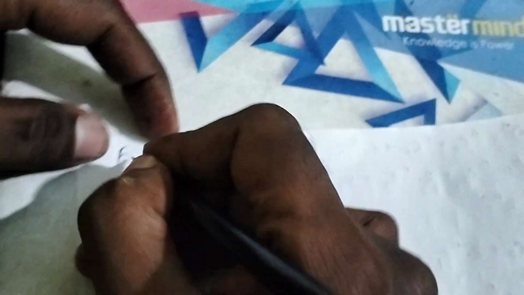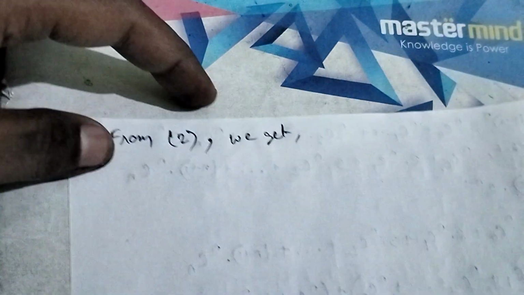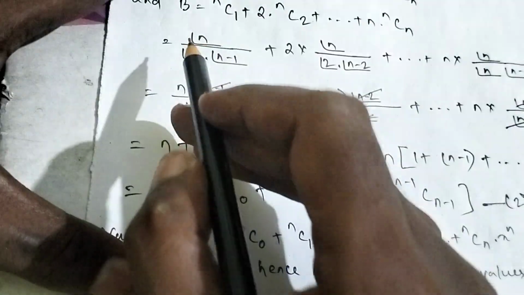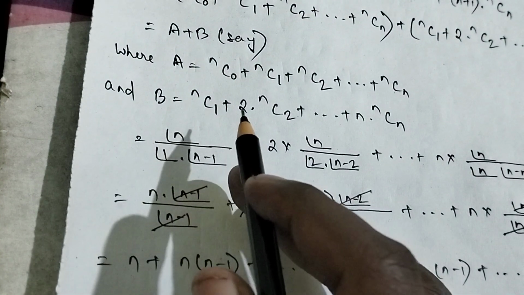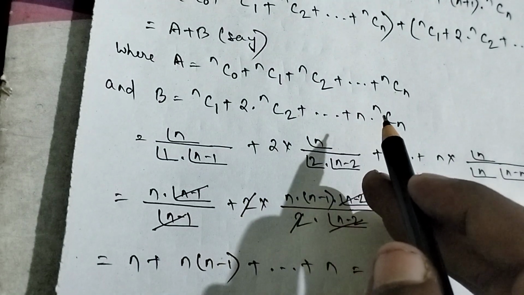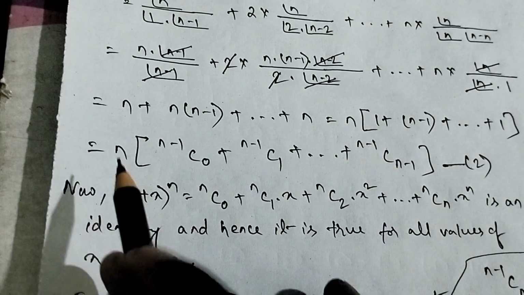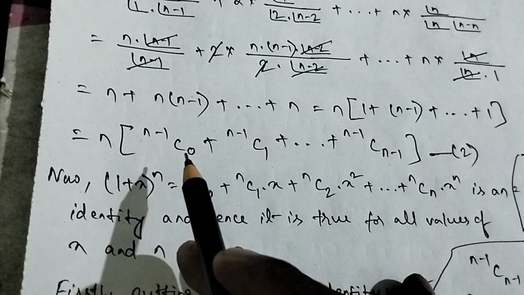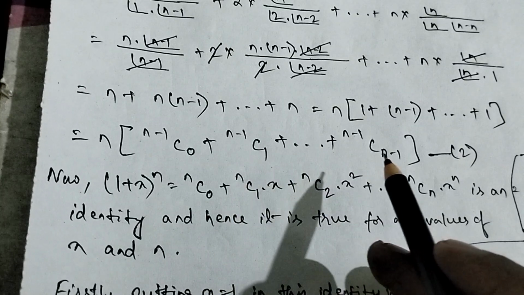Okay, so now from 2 we get, what was 2? Remember, yes, this was 2. B is equal to n minus 1 NC1 plus 2 into NC2 plus dot dot dot n into NCN. Okay, we did find it earlier only. So finally it came this one, n into n minus 1 C0 plus n minus 1 C1 plus dot dot dot n minus 1 C n minus 1.